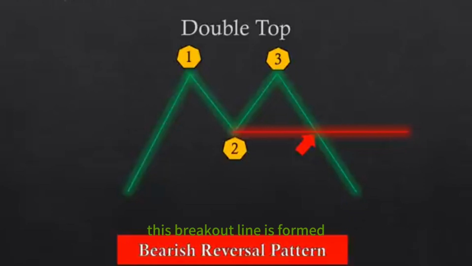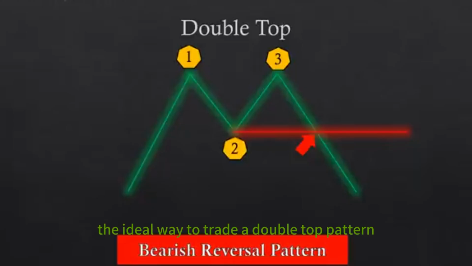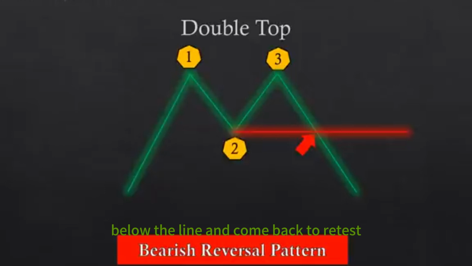This breakout line is formed only by the low in between two highs, so it can only be a horizontal line. The ideal way to trade a double top pattern is to wait for price to break below the line and come back to retest it as resistance.